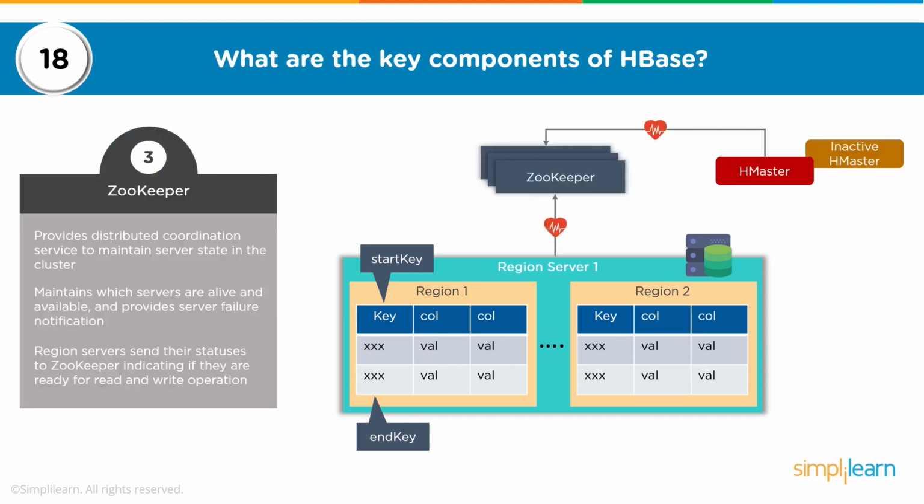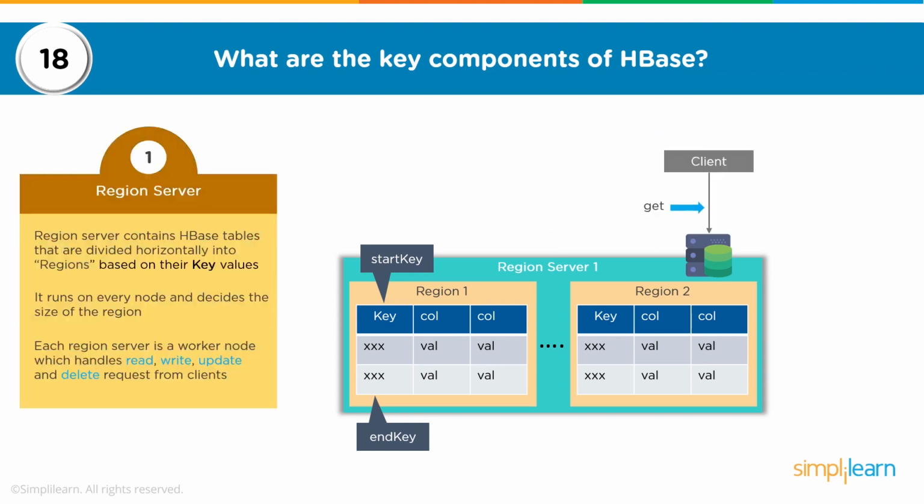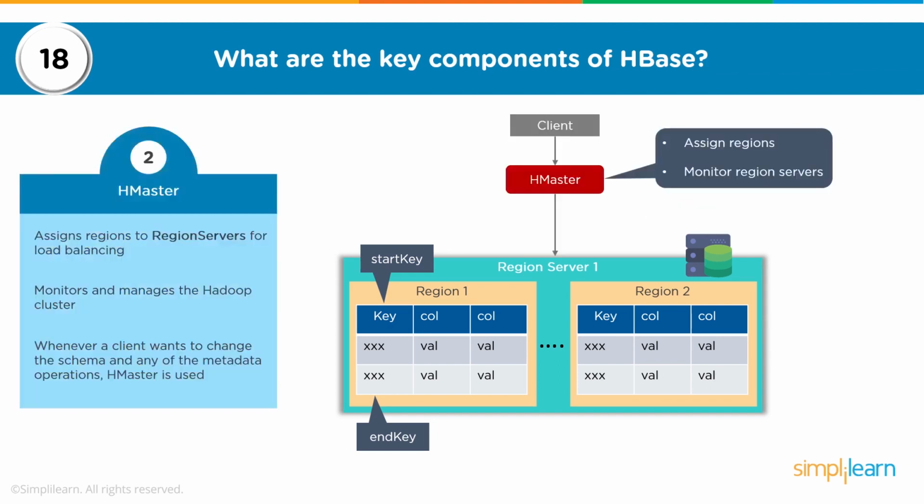You have Zookeeper, you have HMaster, and you have region server. Region server being the slave process, your HMaster being the master process, which takes care of all your table operations, assigning regions to the region servers, taking care of read and write requests which come from client. And for all of this, HMaster will take the help of Zookeeper, which is a centralized coordination service.